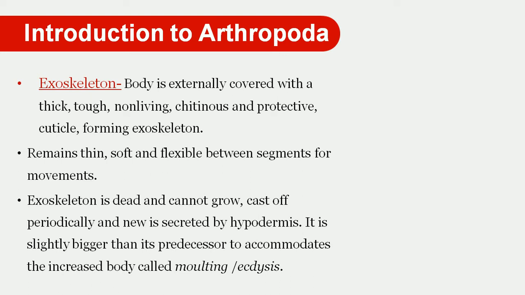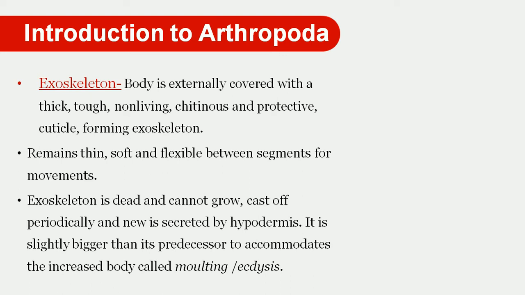This process is known as molting, and molting occurs due to one of the specialized hormones. This is known as ecdysone, and this molting process is sometimes commonly called ecdysis.